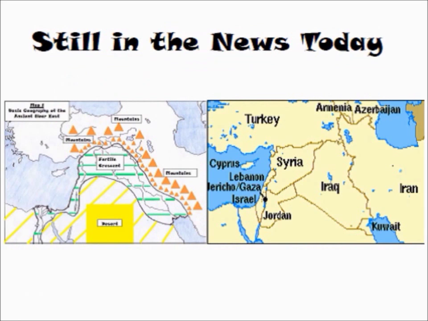Many of the countries that are in the Middle East today still dominate the world news. You've got countries like Egypt and Israel and Jordan and Syria, Iraq, Iran, and Kuwait. These countries still impact our world because it's really the focus of 3 different continents.